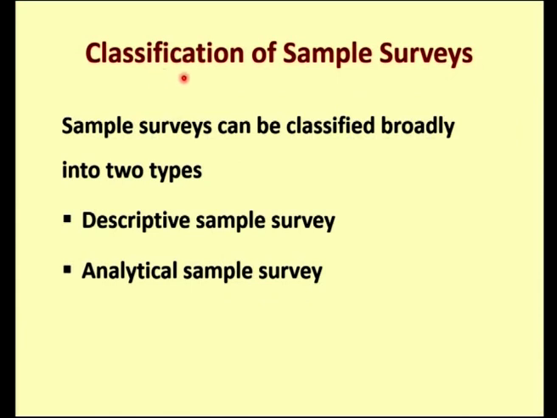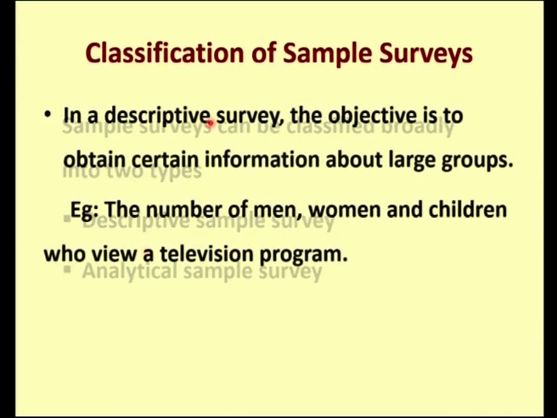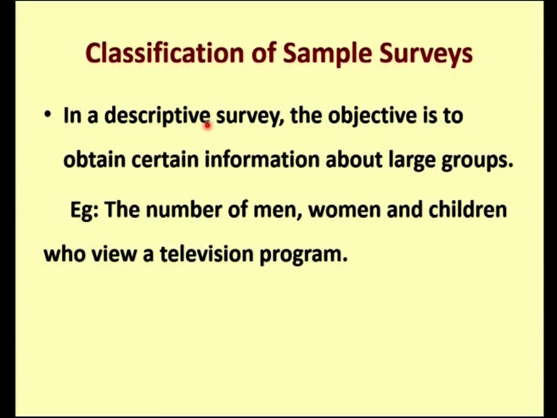It is given under the classification of sample surveys. We can classify the sample survey into two types, the descriptive sample survey and the analytical sample survey. Now, we will see what is a descriptive sample survey. In a descriptive sample survey, the objective is to obtain certain information about large groups, that is, no comparison is made between the groups, we simply obtain the information about the groups.